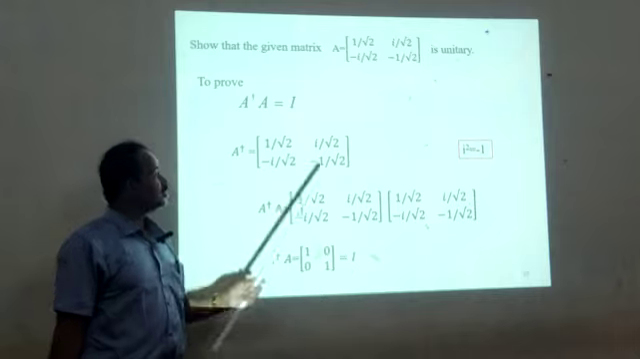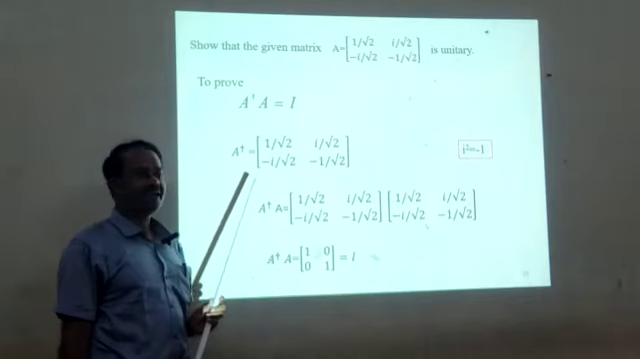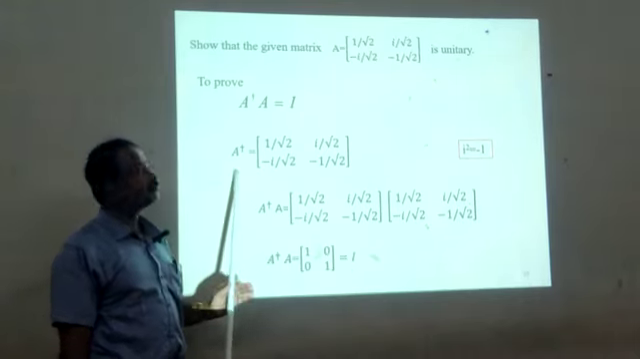So we have the identity matrix. So A dagger A equals the identity matrix. Any doubt?